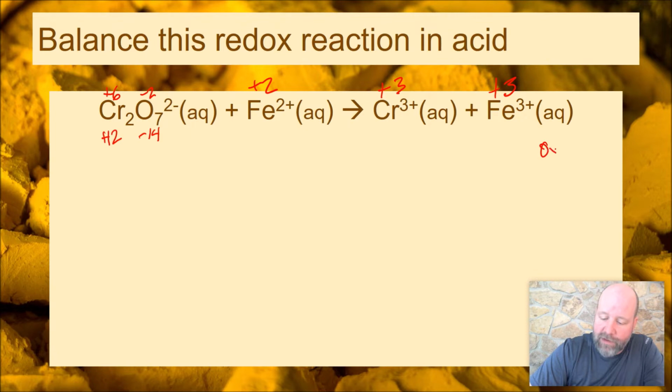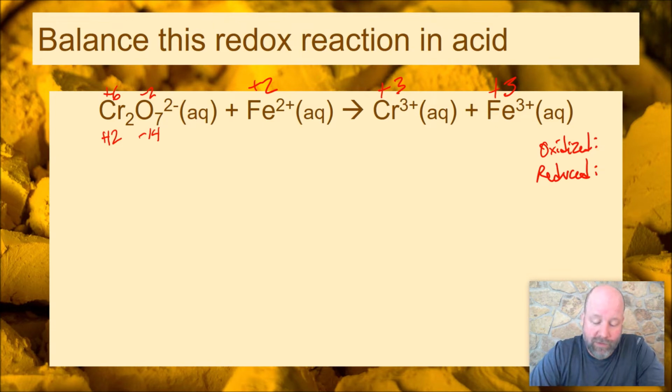So which one gets oxidized? And which one gets reduced? The one that gets reduced is the one that goes down. So that looks like it's chromium because it goes from +6 to +3. And the iron goes from +2 to +3. So that's going up. So that makes sense that that is oxidized. Okay, but I still haven't balanced the equation, and that's what it asked me for. But I do need to do all this stuff to get there.